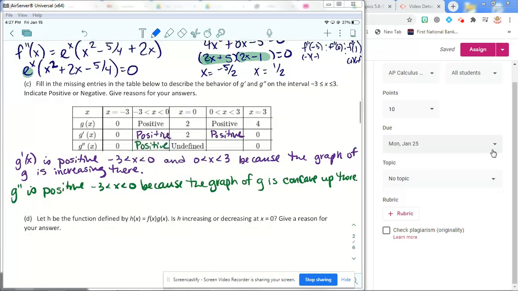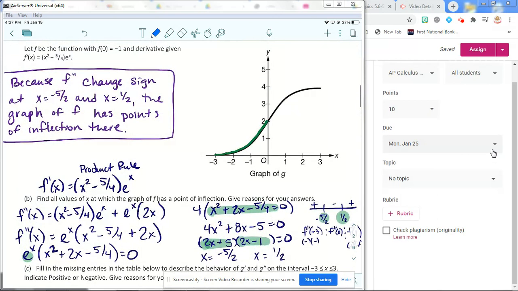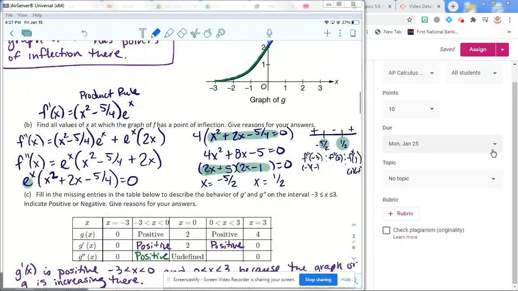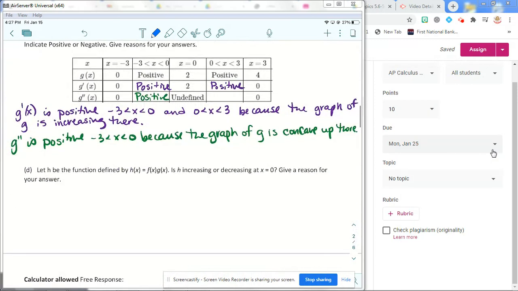All right, and then our second part that we need to fill in is the second derivative for our final interval, which is from 0 to 3. And on that interval, the graph of G is concave down, which is going to make the second derivative negative.